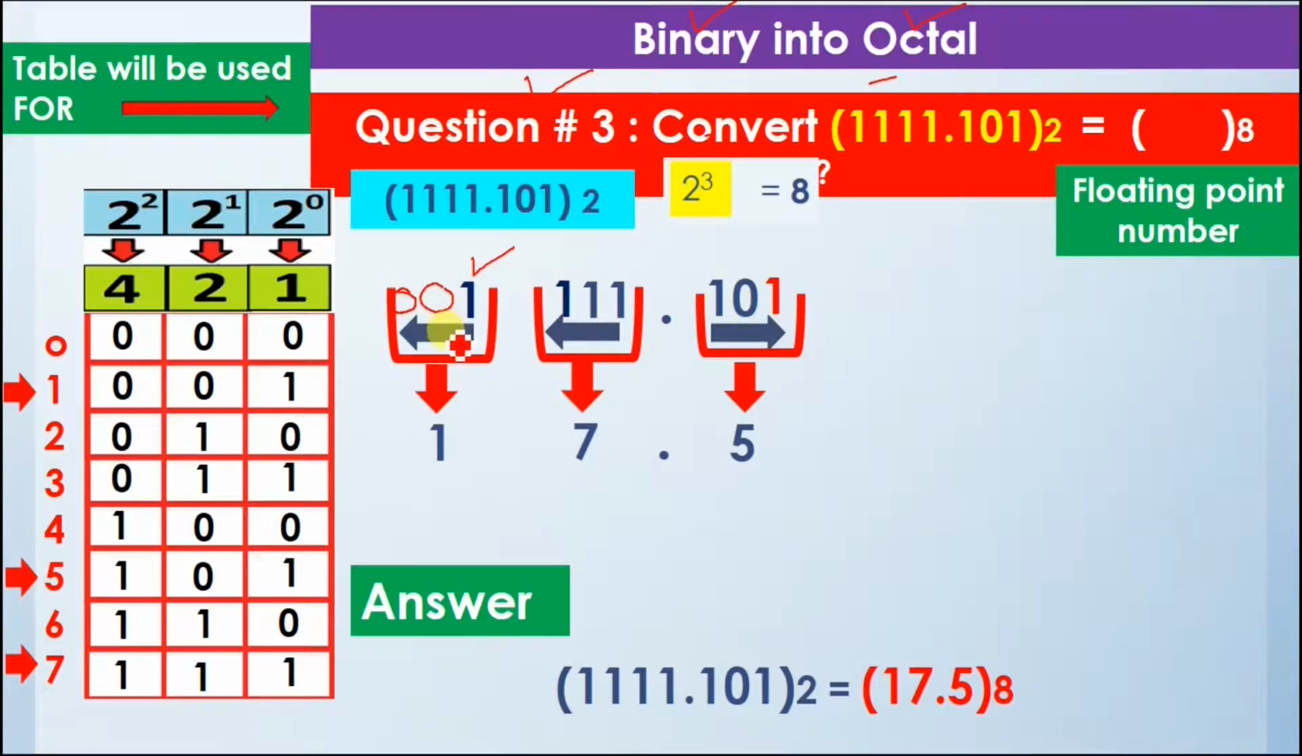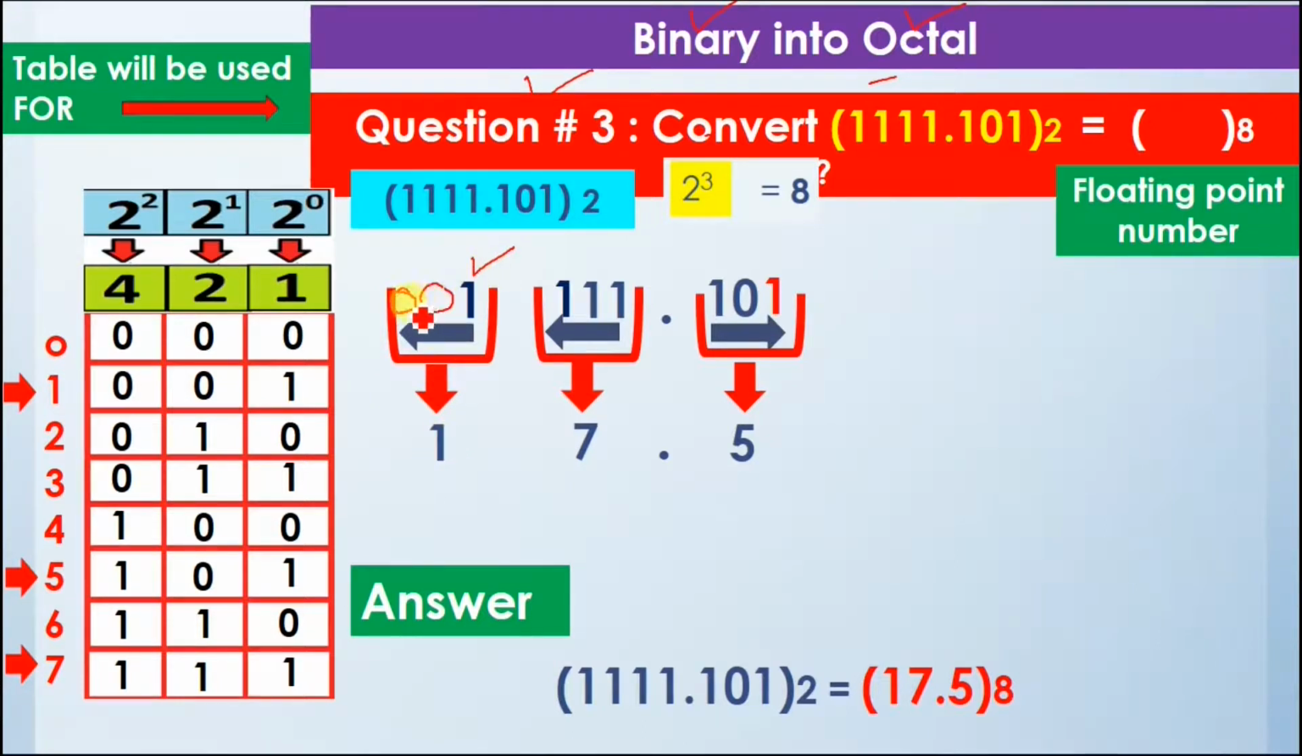So we have completed this group, and next we move towards the right side of the decimal point. And here we can see that we have 3 digits, 101. So we can make their group and the group is complete. Now we will look at the table and we will write the equivalent octal numbers by looking at the table.